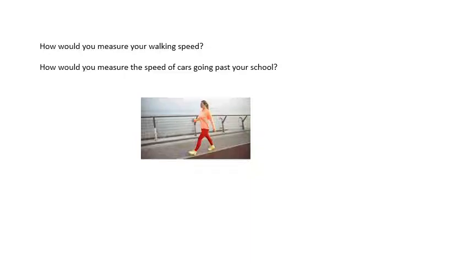How would you measure your walking speed? How would you measure the speed of cars going past your school? You know, how many of them are breaking the speed limit? Well, to measure speed, usually we measure a distance and we measure time. Depending on the distance involved, whether you use a ruler or a tape measure, and time, depending on how accurate you want to be. But you measure a distance, you measure a time, and then speed is distance over time.